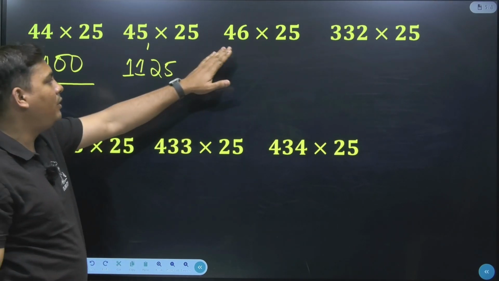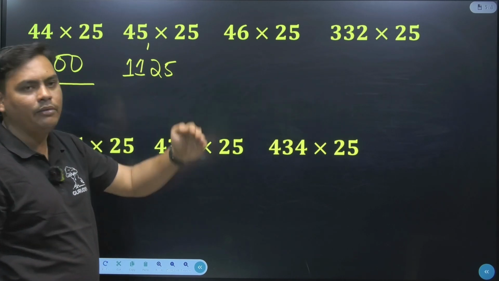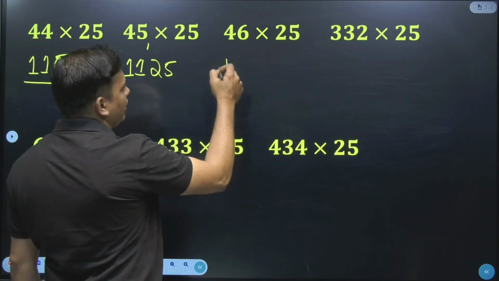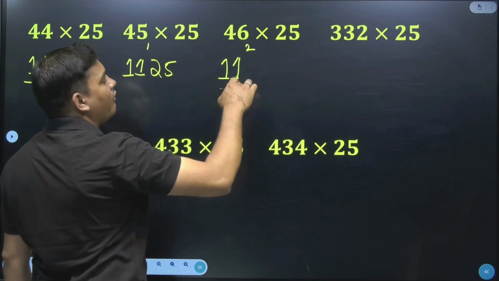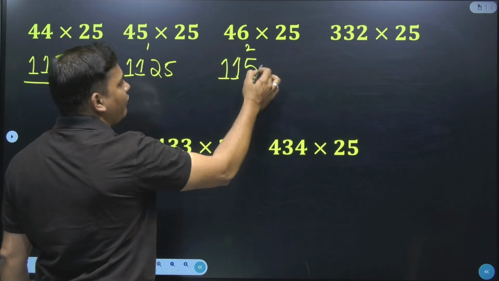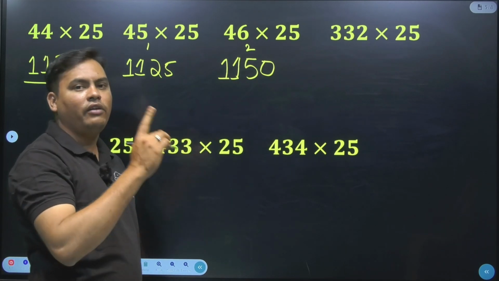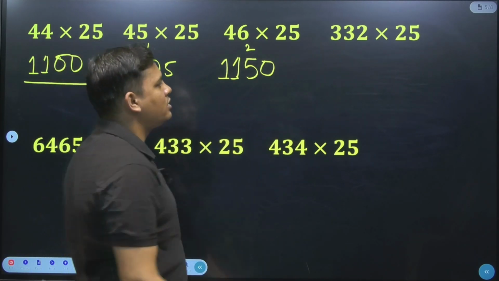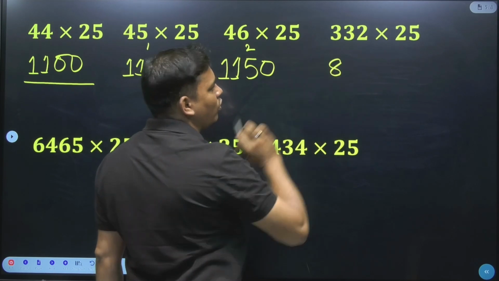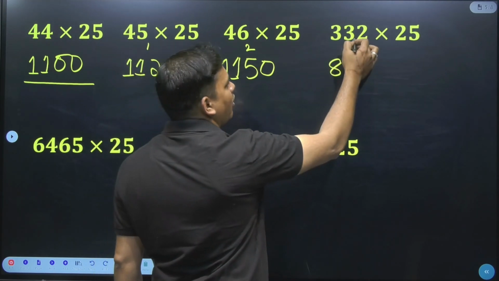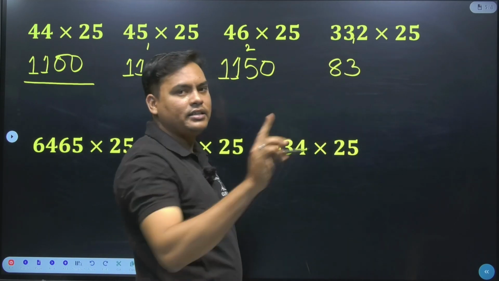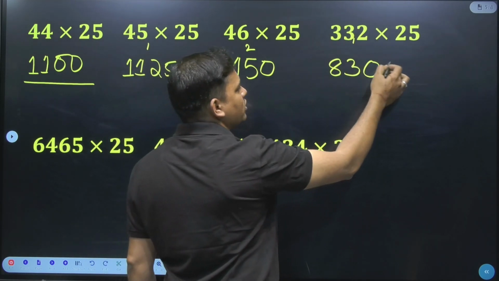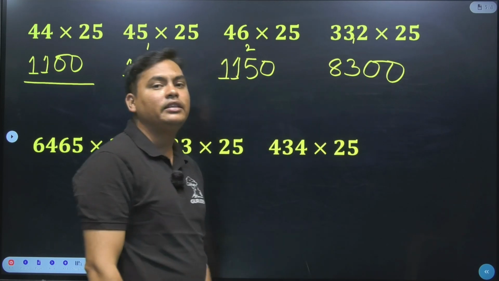Whenever I am multiplying into 25, divide by 4. 4 ones are 4. Yes, everyone. 4 ones are 4. How much is remaining? 2 is remaining. When 2 is the remainder, I will be adding 50. My answer will be 1150. Okay, now coming to this. 4 8s are 32. How much is remaining? 1 is remaining. 4 3s are 12. No remainder is left here. I will be adding 2 zeros. My answer will be 8300.